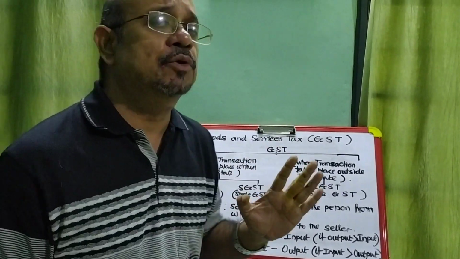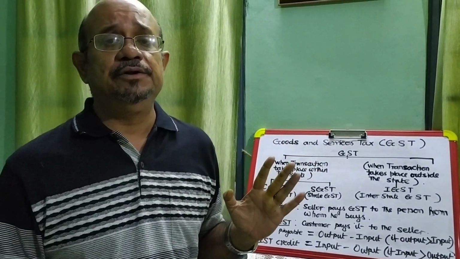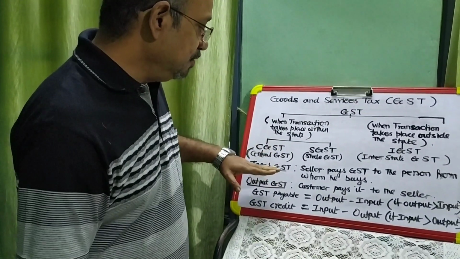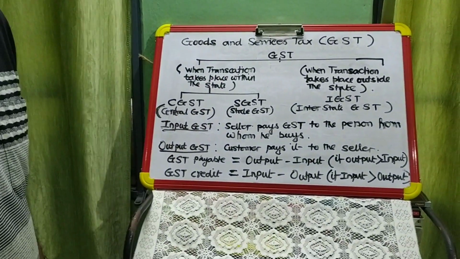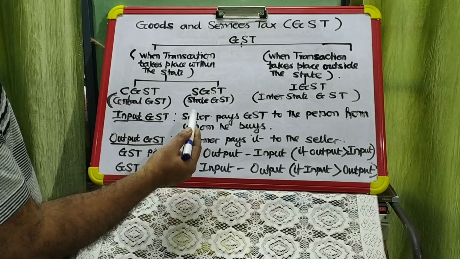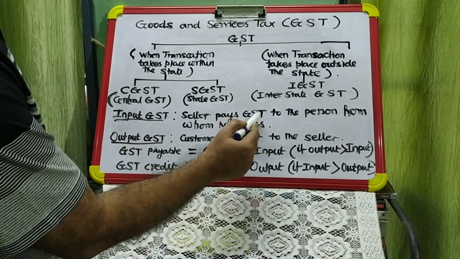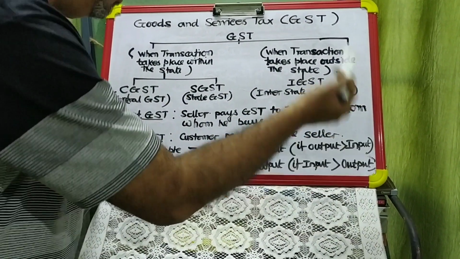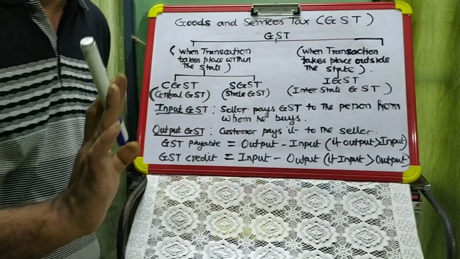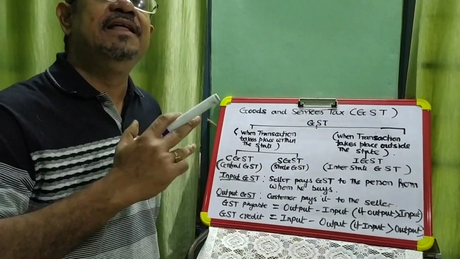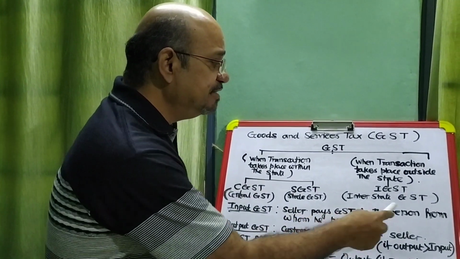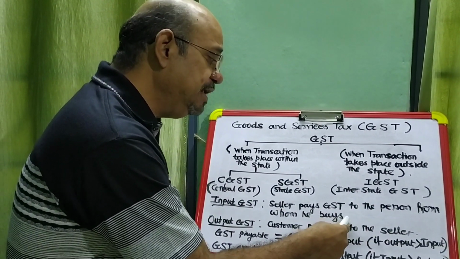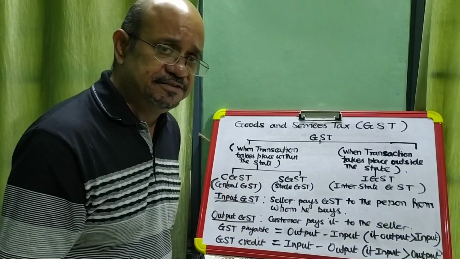We will also have to know a few terms related to GST for the computation of GST. First of all, let's see what is input GST. Input GST is what the seller pays to the person from whom he buys. The seller is generally not the manufacturer, so the seller is also buying it from somebody. When the seller pays the GST to the person from whom he buys, it is known as input GST.